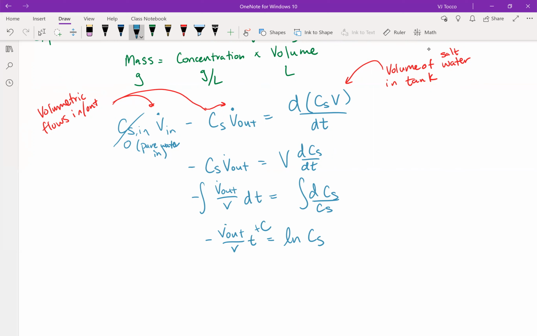Now my next step is I have to solve for CS as a function of time. So CS of t is equal to, exponentiating both sides is going to give me C e to the minus V out over V times t. And then I can plug in my initial condition to solve for C.